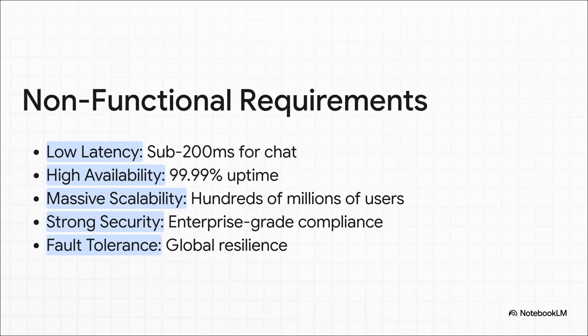And high availability of 99.99%, well, that means the entire service can't be down for more than 52 minutes in an entire year, and it all has to be locked down with enterprise-grade security and work even if parts of the network fail across the globe. The bar is just incredibly high.